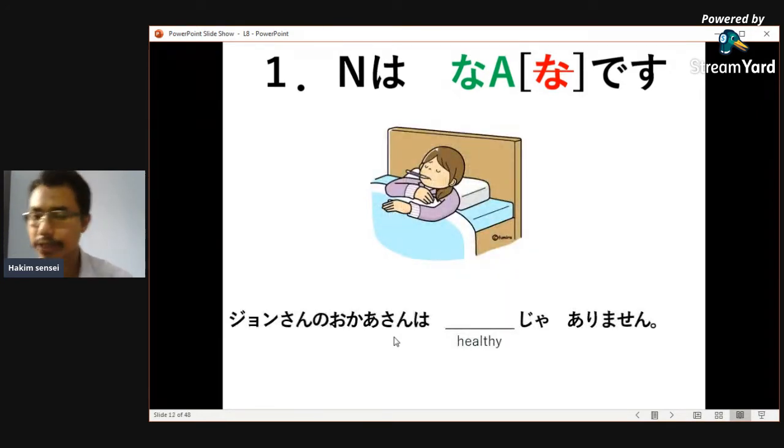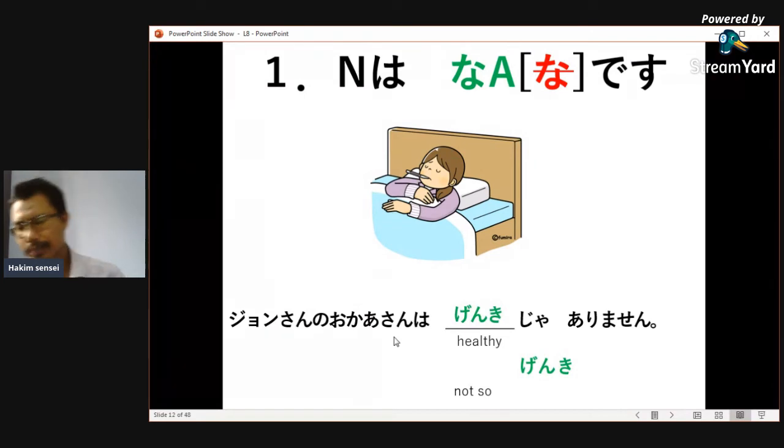Okay, same case for a negative word, like this. If you want to say John-san's mother is not in good condition, not healthy. So healthy in Japanese language is genki, coming from the word genki na. Okay, sorry for the bad animation. John-san no okaasan wa genki ja arimasen, not healthy.